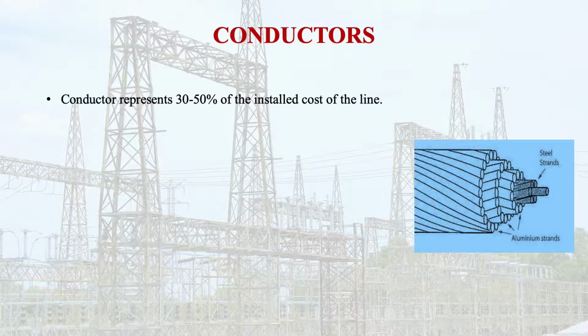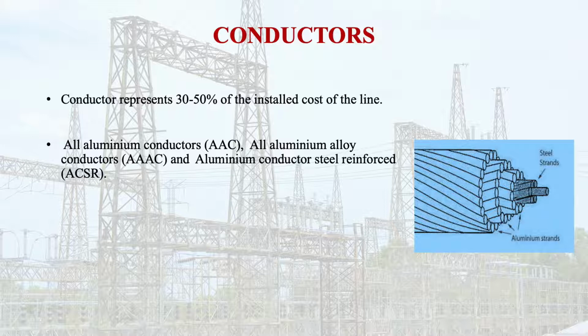So first of all, the conductors. The conductor represents 30 to 50% of the installed cost of the line. Various conductors are used, like all aluminum conductors, AAC, then all aluminum alloy conductors, AAAC, and aluminum conductor steel reinforced are generally used, these are called ACSR conductors. You have heard that ACSR conductors are commonly used in overhead lines. This is aluminum conductor steel reinforced.